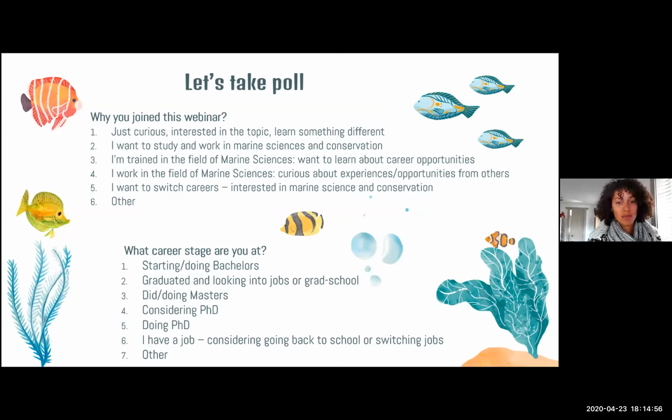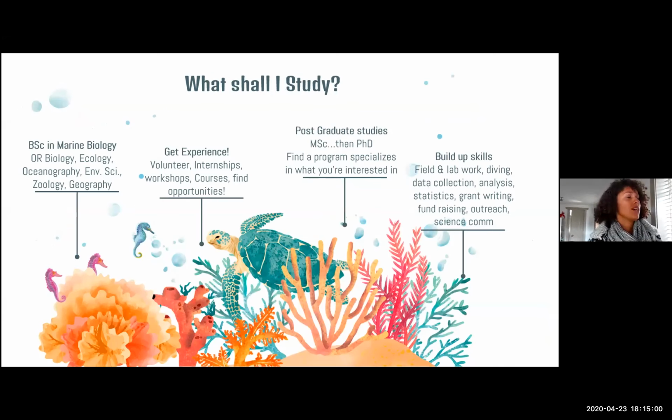Let's see. How can I move forward? There we go. It looks like a lot of you are ready. I don't know if you can see my mouse. Can you see my mouse on the screen as a pointer?